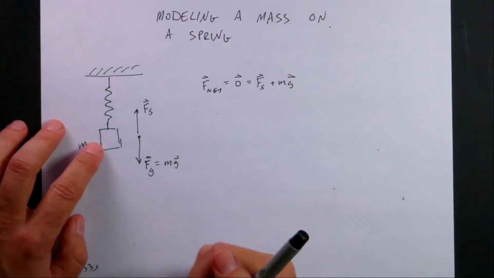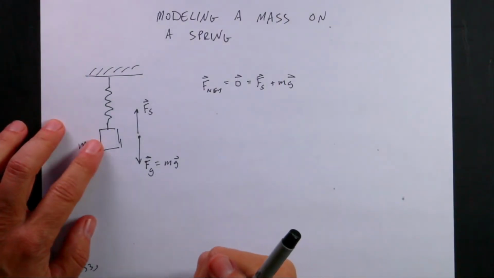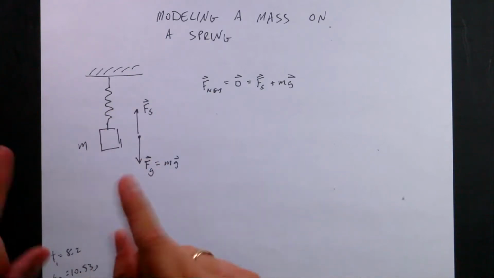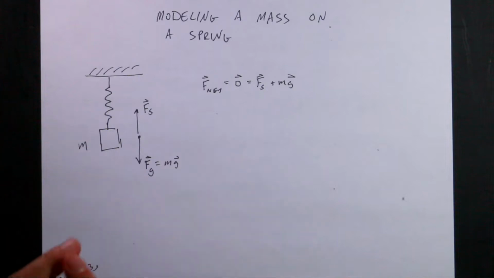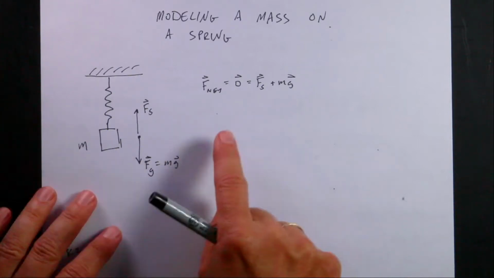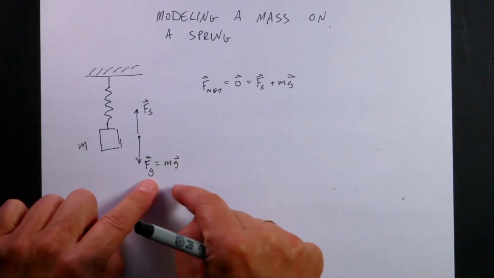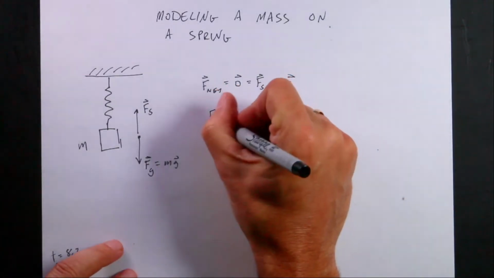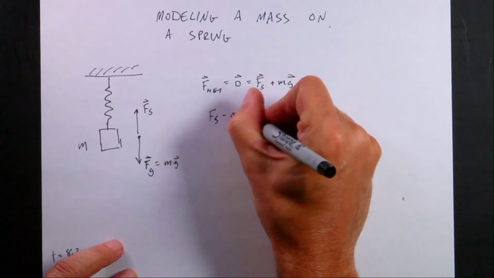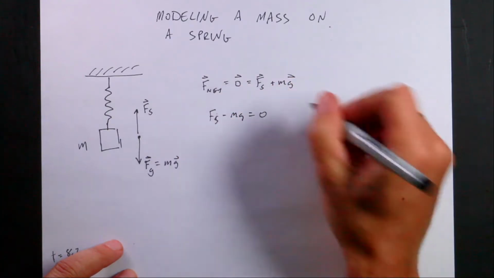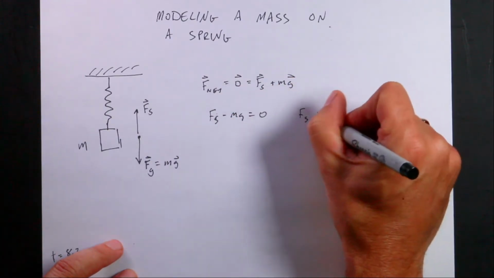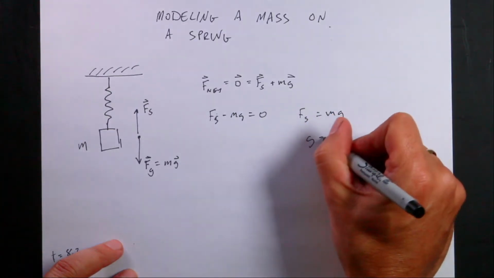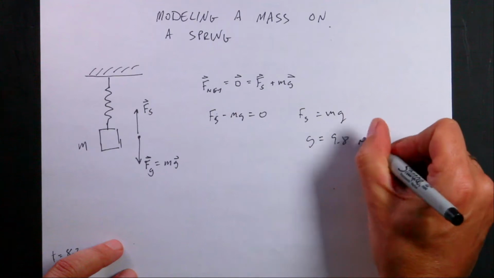So if I have a mass hanging vertically and it's at rest and it's got some mass hanging from a spring, then I know that the net force has to be 0 because the acceleration is 0. If the net force is 0, then this spring force plus this gravitational force has to be equal to 0. So in the y direction, I can say Fs minus mg equals 0. This is just the y direction. So the spring force is going to be equal to the mass times gravity, where g is 9.8 newtons per kilogram.